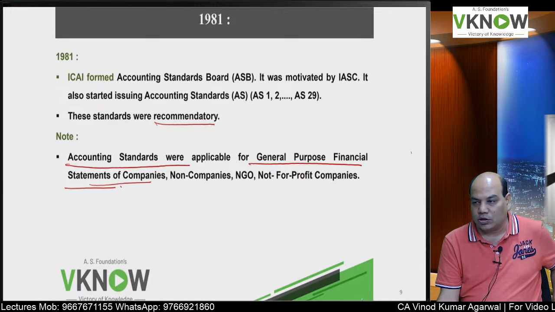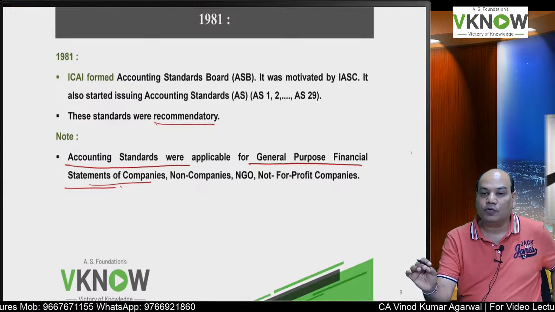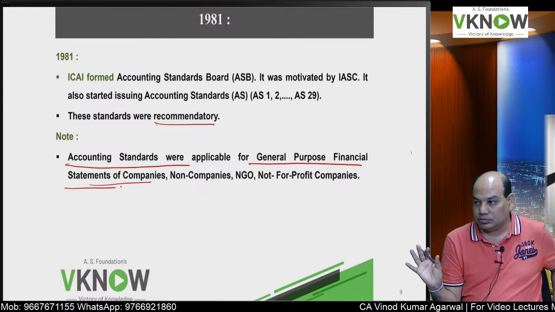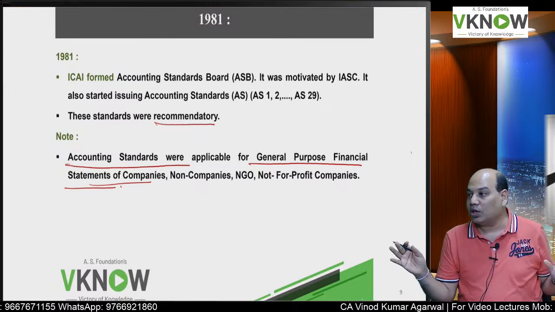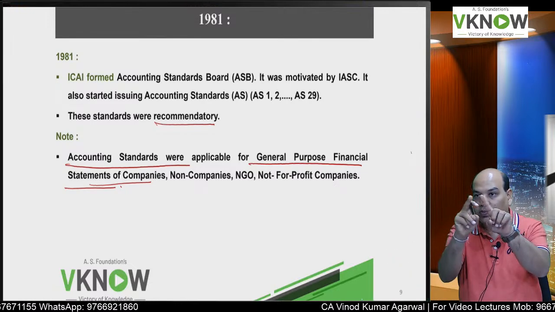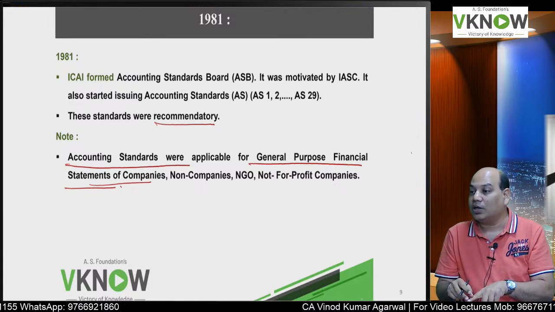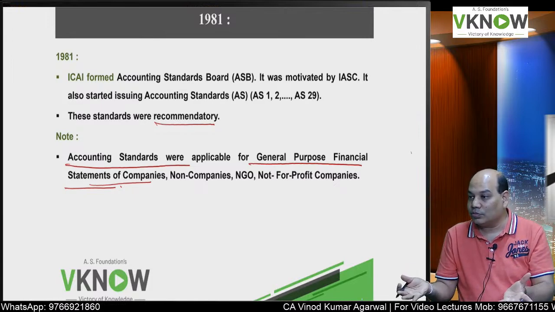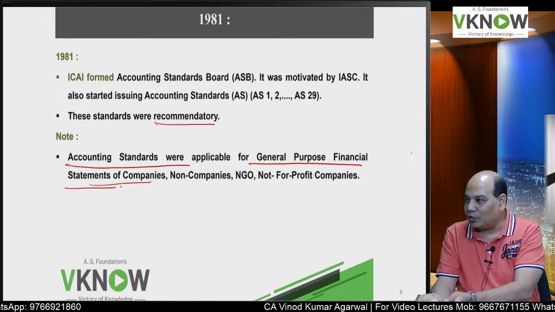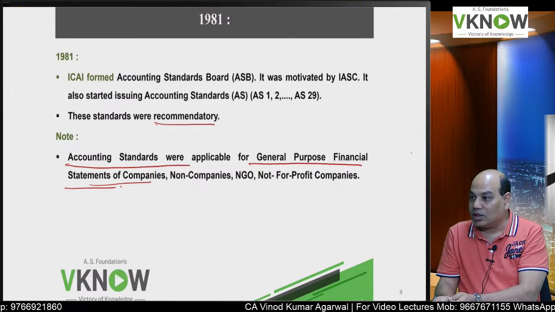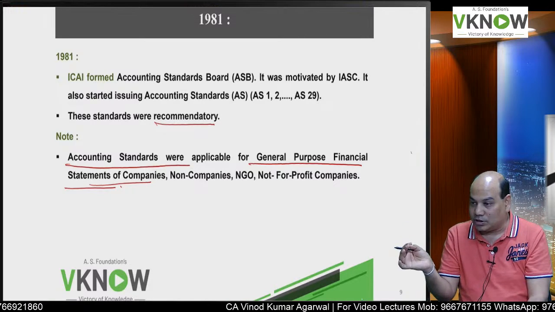General purpose means it is not prepared specifically for a particular group. For example, if you go to take a bank loan, the bank will want the data in their format and you don't have a choice. You have to put the data in the format of the bank. Then that is not a general purpose financial statement.